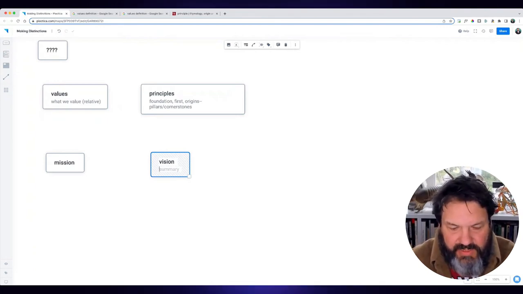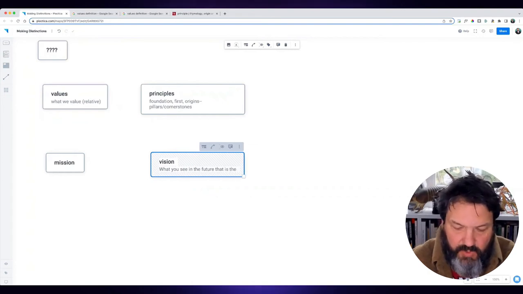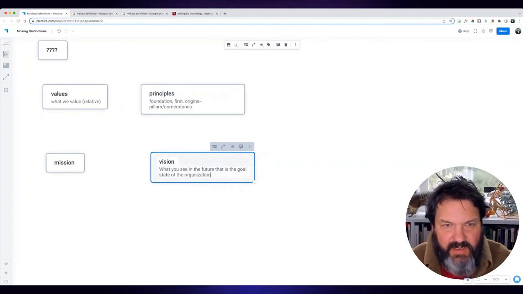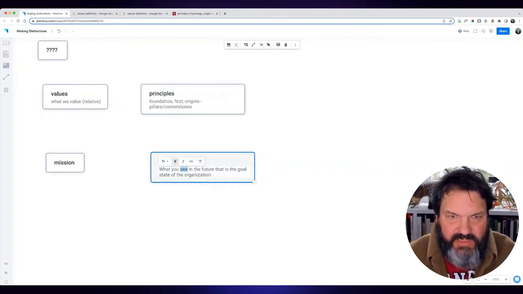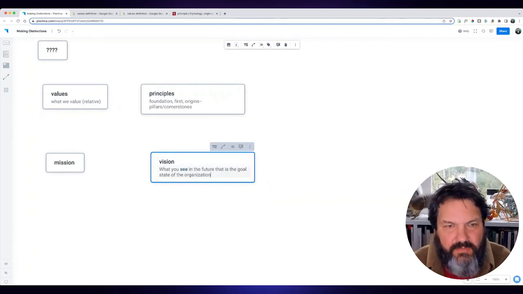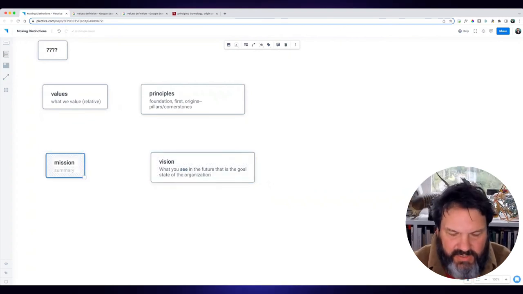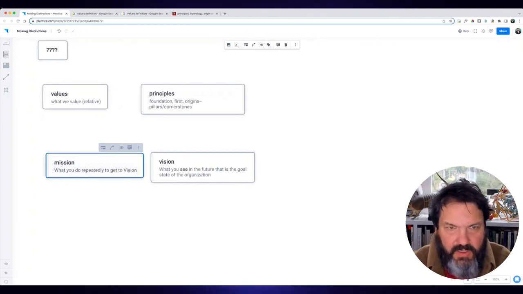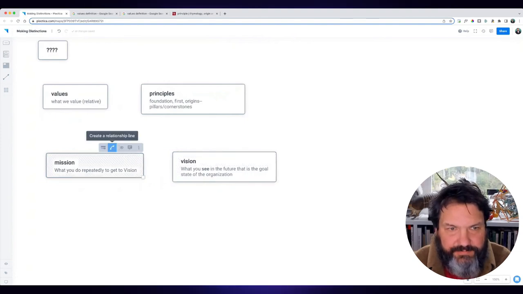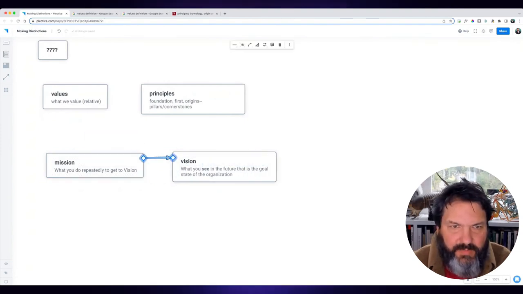But vision is really what you see in the future that is the goal state of the organization, right? And the key word there is see: what you see in the future that becomes the goal state for the organization. And mission is what you do repeatedly to get to vision. And so you can see that these two things are very much related.